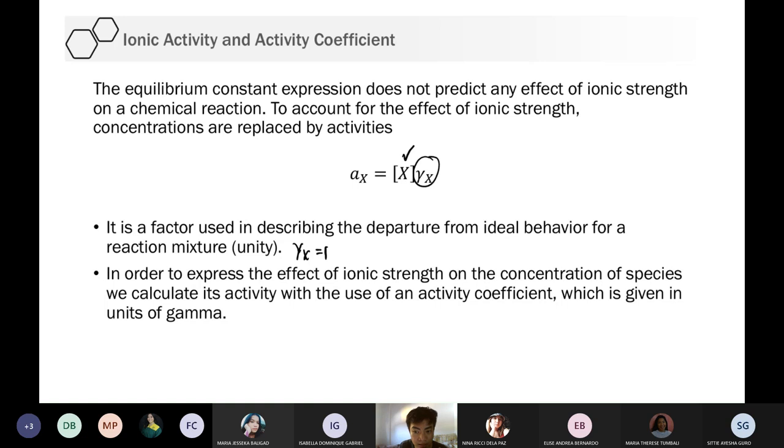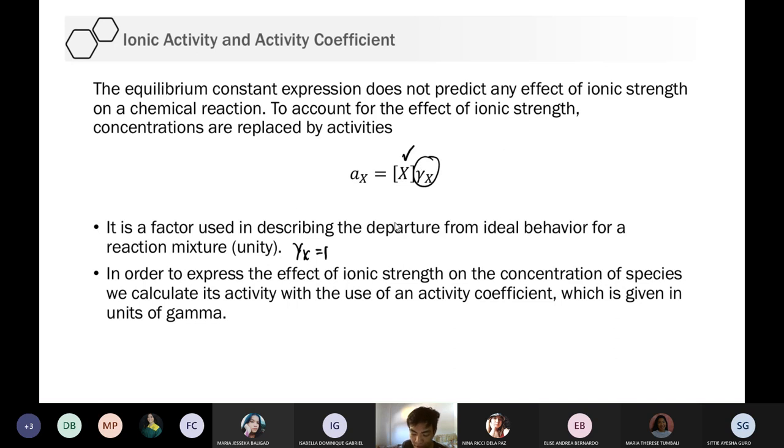However, the reality is not that, no? So hindi ganun yung reality. Ano meron? May ionic sphere ang ating ions. And as a result, pwedeng mag-interact doon yung diverse ions. So we have to include the gamma. We have to include the ionic activity coefficient. Okay. Kasi hindi yun yung ideal form talaga. Yun yung real form ng ating ions.